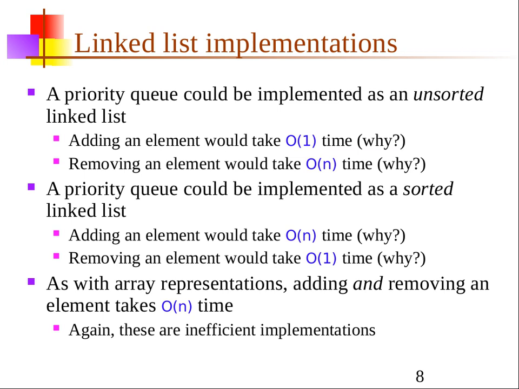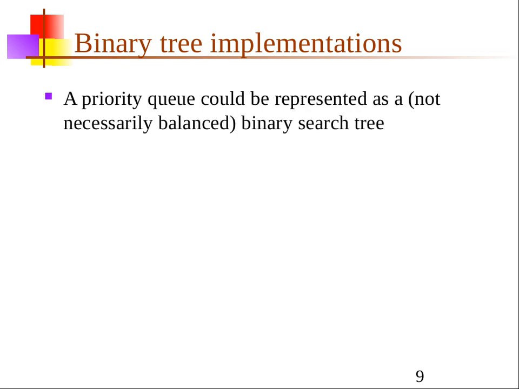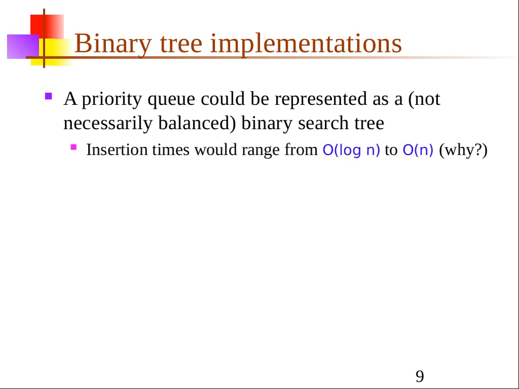What's our next data structure? Binary tree. All right, Jonah's on top of this. Good job. How long does it take to add something to a binary search tree? Log n. Okay, log n to O of n if it's not balanced. Why could it be O of n? Because there's a possibility it could be a linked list.